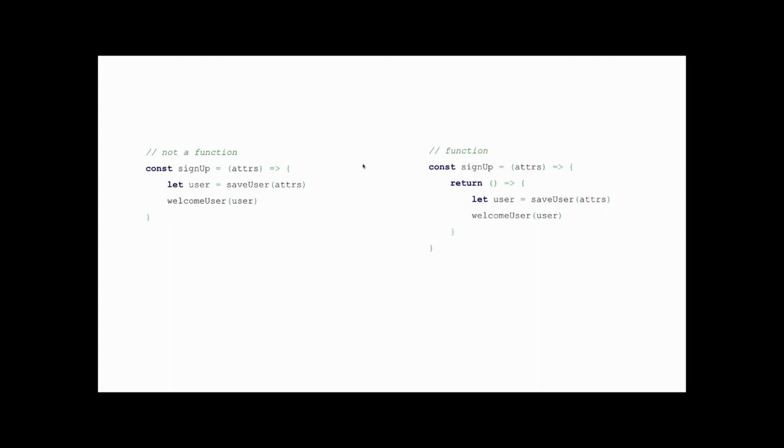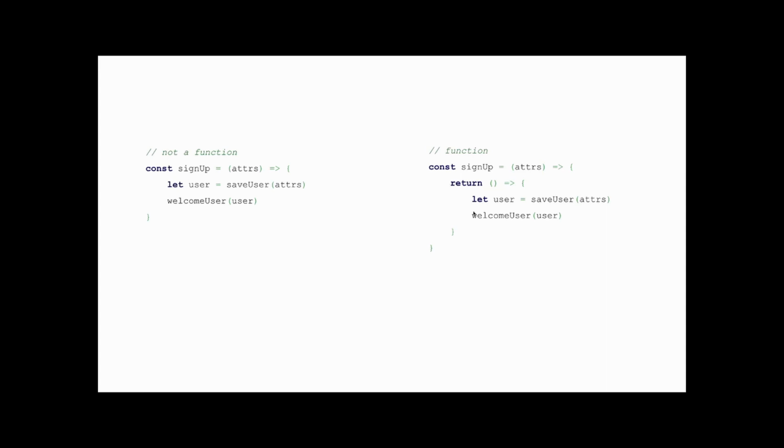Let's take a look at another example. Here on the left-hand side, we have a sign up function. What it does, it gets some attributes, it saves the user attributes, and then it welcomes the user. This is not a function because we don't know what's going on here. Okay, we don't know what save user does. We don't know what welcome user does. They could be doing anything.